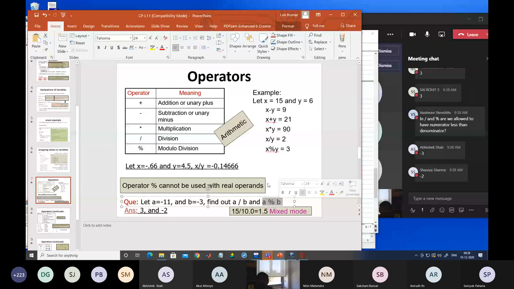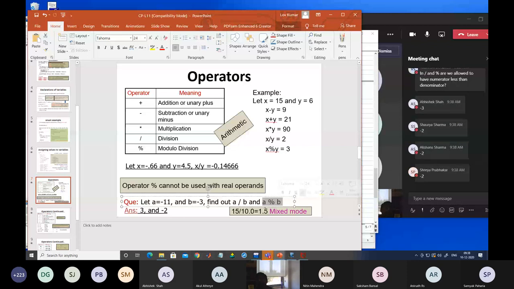What is the value we will get? Minus 2. Because the output will totally depend upon the sign of the first number. If the first number is negative, the output will be negative. We will not get positive. Next one. 15 divided by 10.0.